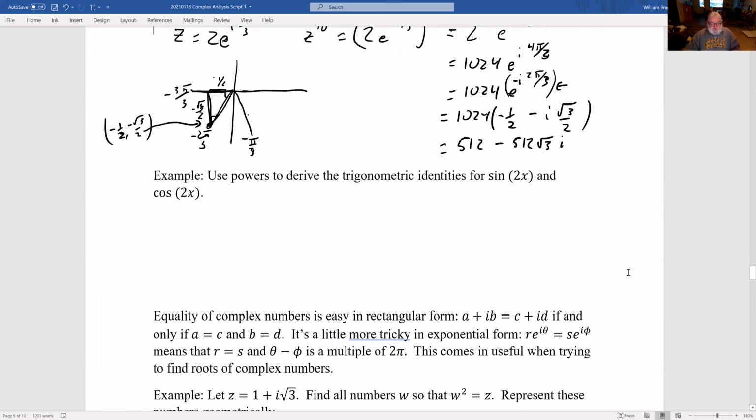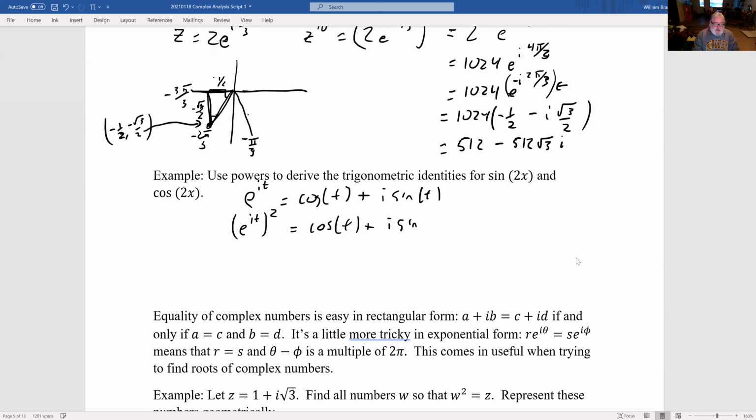So using exponential forms makes calculating powers pretty easy. We can do the same thing to do trig identities. We know e to the i t equals cosine t plus i sine t, which means e to the i t squared is cosine t plus i sine t quantity squared. This is e to the i 2t, right? Because you multiply the 2 down there.